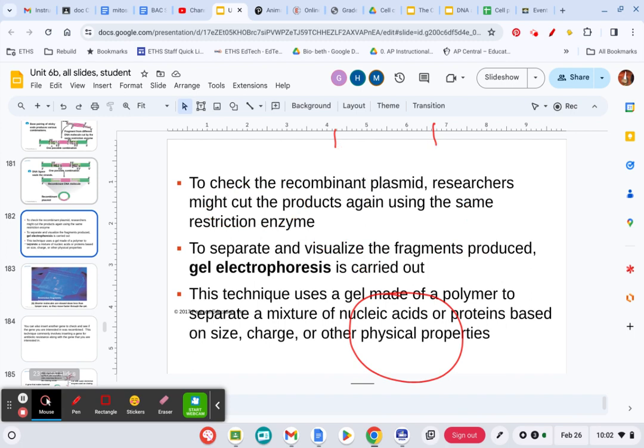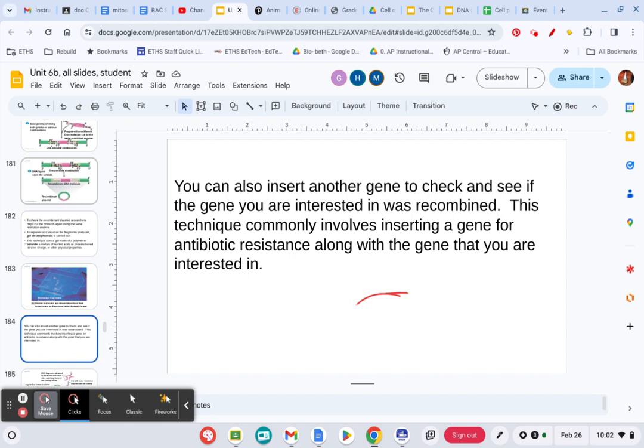Okay, so to make sure that this actually is working, that we've actually inserted a gene from a different species into our bacteria, we can use gel electrophoresis, because now we can use those restriction enzymes, we can cut the DNA, and we should be able to see that those pieces are there. Now, that is one way to do it. And I'm going to talk about gel electrophoresis one more time in a little bit, but there's another way you can do it. Let's see if it says it here.